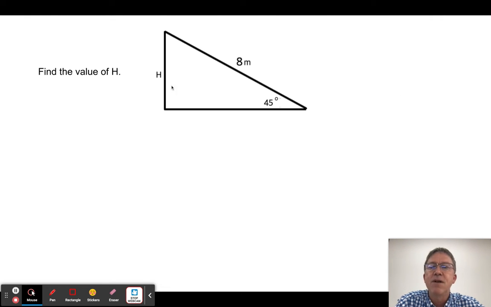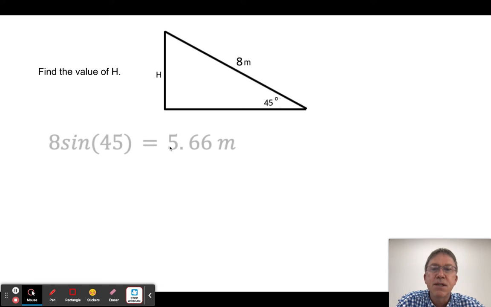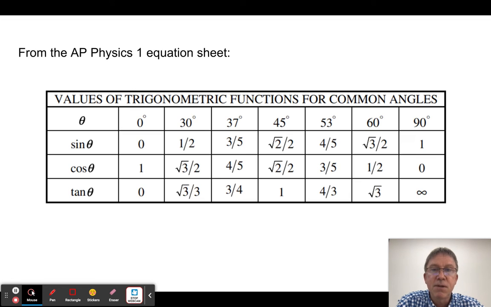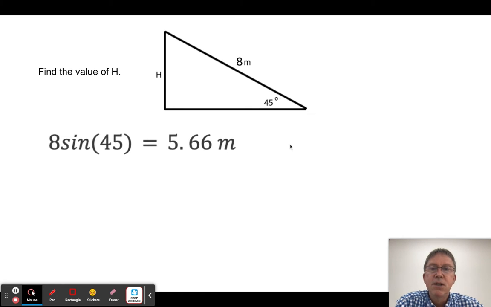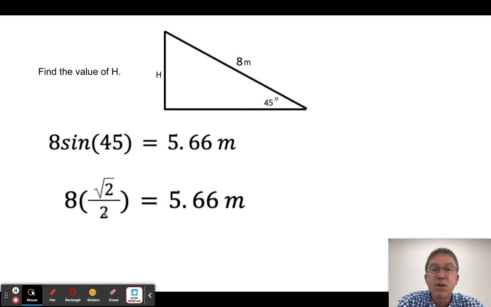All right, let's just take a look at this. Let's say I was asked to find the value of H. Well, this is just the problem we looked at before. I'm going to say this times the sine of this is going to equal this. So if I say 8 times the sine of 45 on my calculator, as long as I've got it in degrees and not radians, the answer I'm going to get is 5.66 meters. But let's just say I didn't want to use the sine function on my calculator. I just wanted to go back and look at that trigonometric table over here. I say, oh, well, the sine of 45 is square root of 2 over 2. So if I say 8 times the square root of 2 over 2, I get the same value. So it's just a way of making it a little bit easier to calculate.